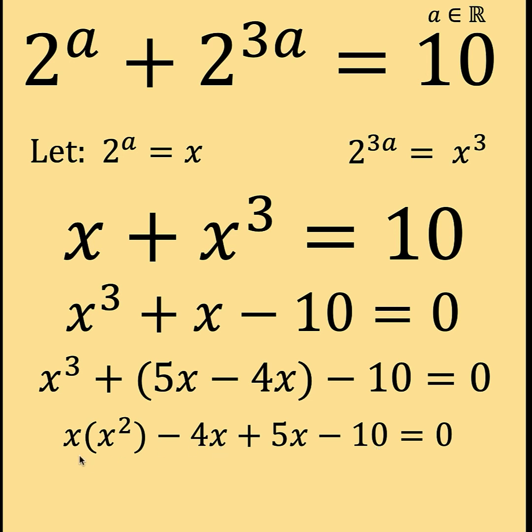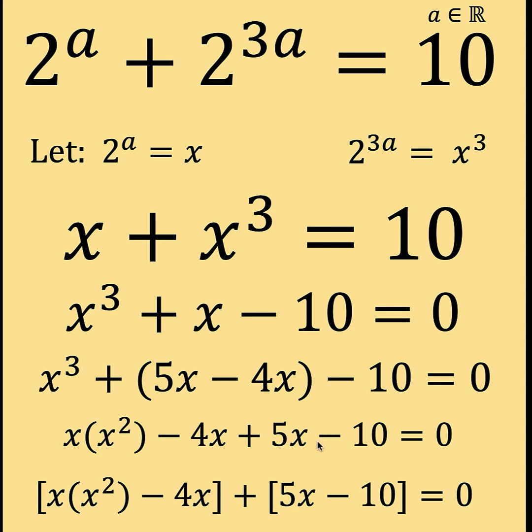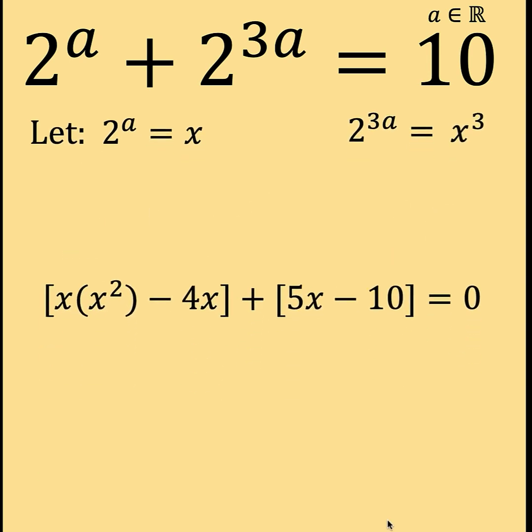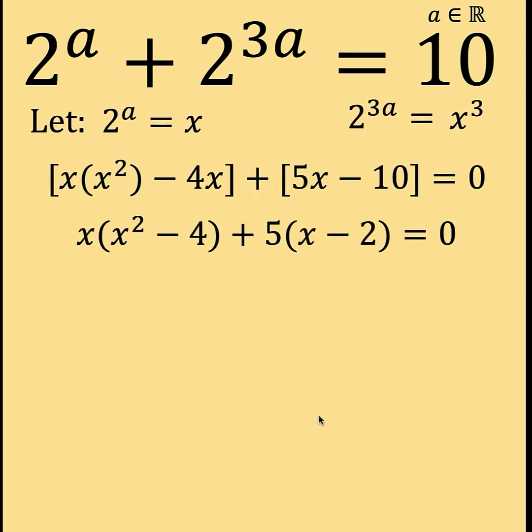X is common between x times x squared and 4x. So let's factor out those common factors. But first, we need to group together the first two terms and the last two terms this way. Then, factoring out now the common factor x and the common factor 5, we arrive at this. Notice that we have here difference of two squares because 4 is also a perfect square. And we can factor this out as the product of the sum and difference of the square root of x squared and the square root of 4, which is 2. So the result is this.